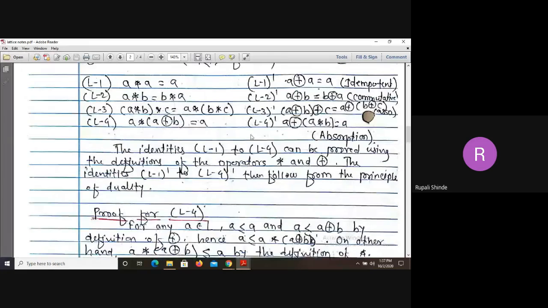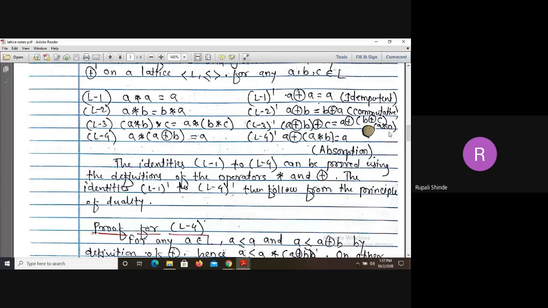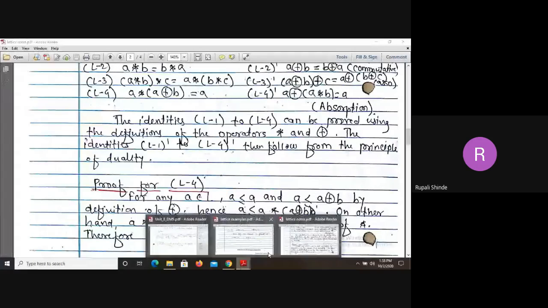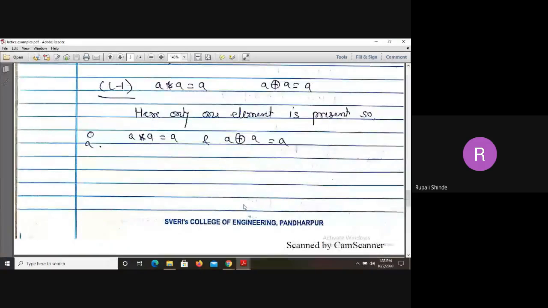Now, third property of lattice, and that is associativity. So for any three elements A, B, C, we can write meet operation as A star B star C is equals to A star B star C. And second one, for join operation, we can write A XOR B XOR C is equals to A XOR B XOR C. So here we have changed brackets. So now we have to prove this property, how it is true.